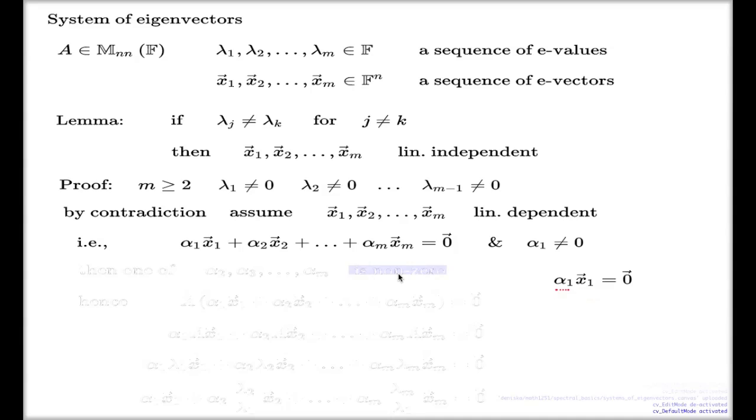So if you assume that alpha 1 is non-zero, it means that one of the coefficients within the rest of the alphas is non-zero as well. Otherwise, you see a contradiction straight away. So that's what I'm going to fix. Then one of the rest of the coefficients, alpha 2, alpha 3, alpha m, is non-zero as well. Okay?